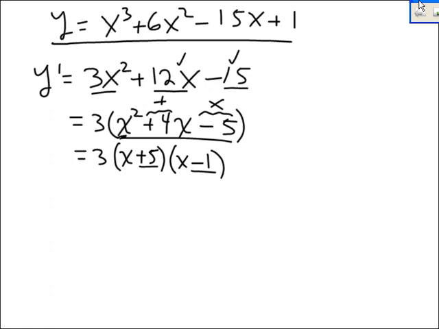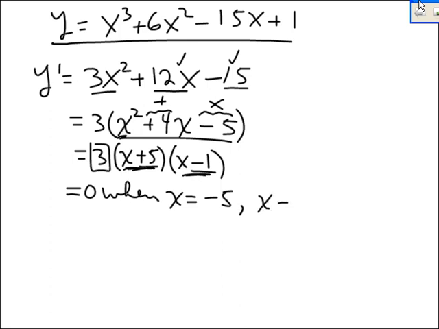Now, I factored y prime, and I want to know when it equals 0. Well, I know that no matter what x is, 3 always equals 3, and it never equals 0. When does x plus 5 equal 0? When x is negative 5. When does x minus 1 equal 0? When x is 1.